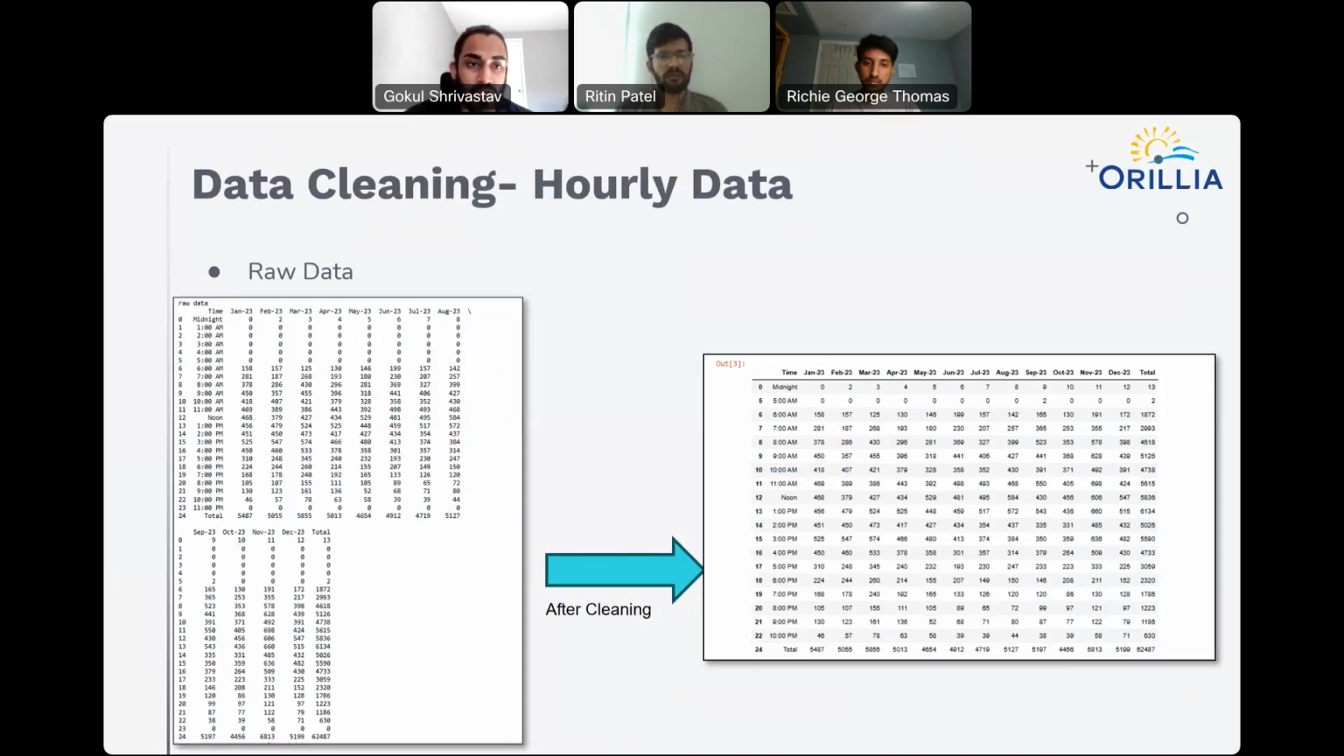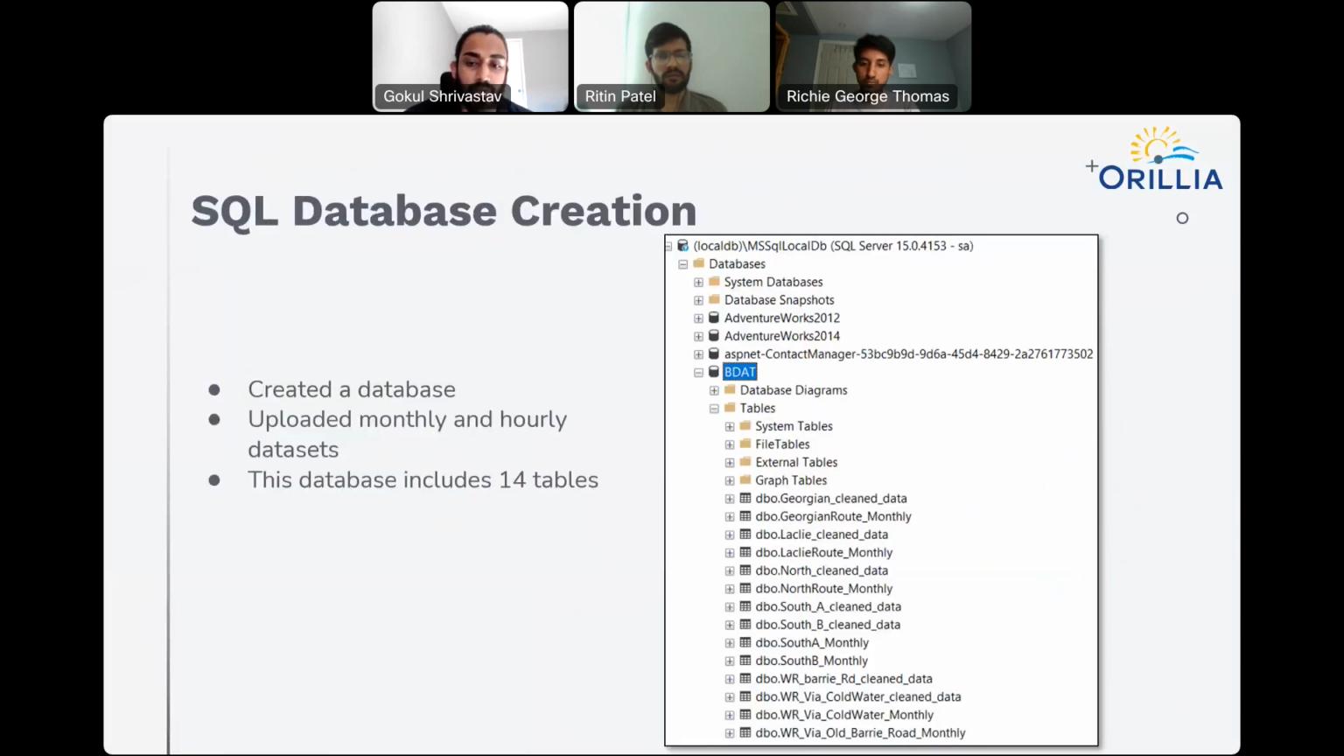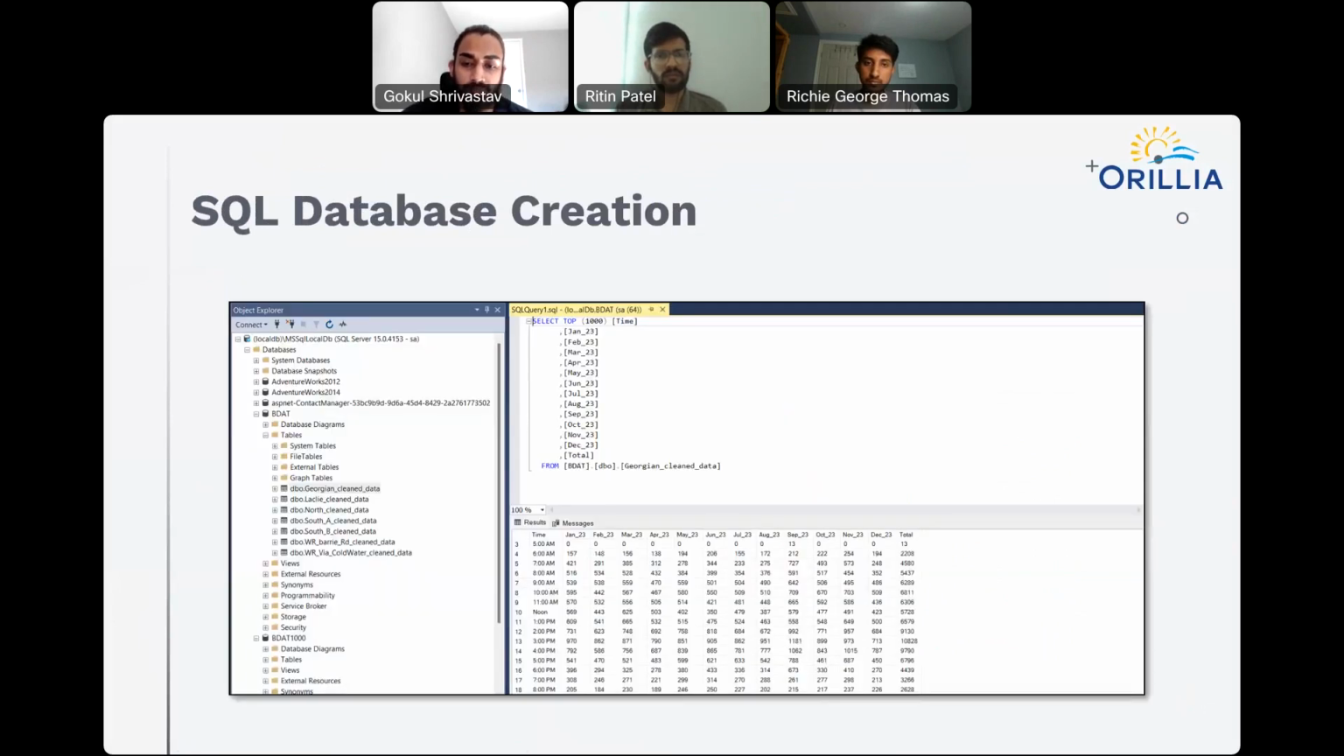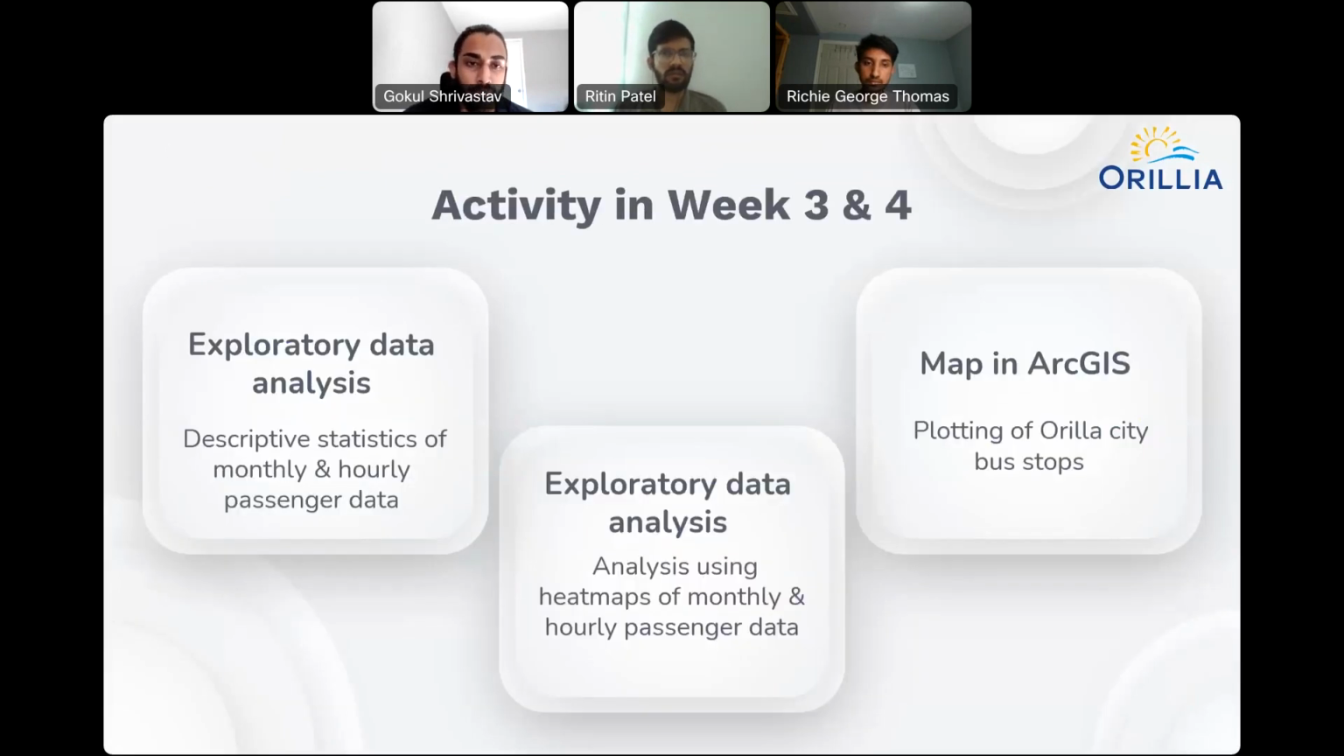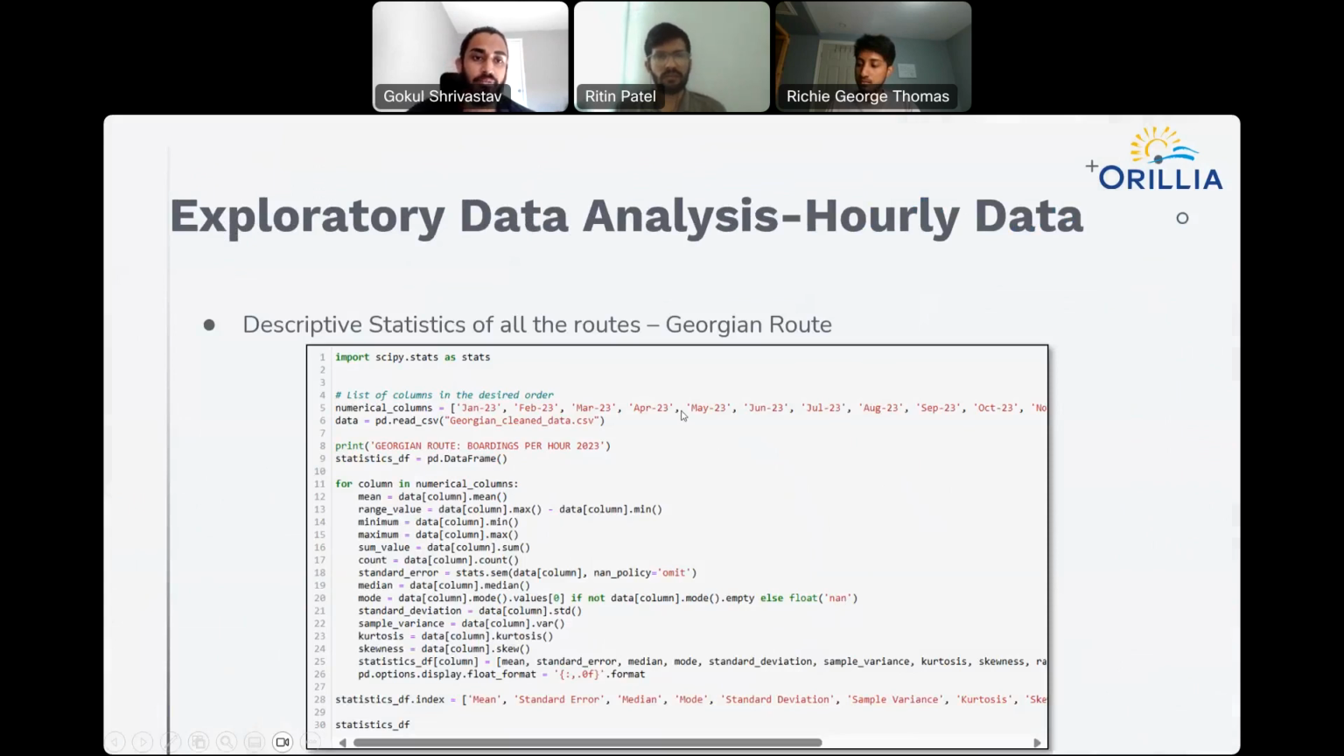So this is how the dataset looks after cleaning. This is the raw dataset on the left hand side and the clean dataset on the right hand side. The database which we have created has 14 tables ranging from bus routes, snapshots, as well as maps, heat maps included. And this is how the clean dataset which we store in our SQL database looks like, with every table mentioned here, over here you can see on the left hand side. Ritul will continue onwards with the presentation on activity of weeks 3 and 4.